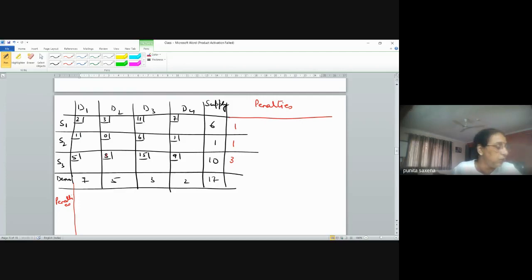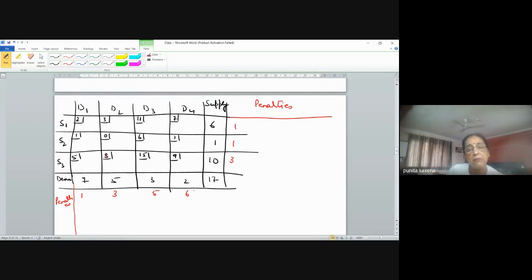What about the columns? It's going to be 2 minus 1, 1. Then 3 minus 0, 3. Then 11 minus 6, 5. And 7 minus 1, 6. Is that okay? Right? Yes, ma'am.